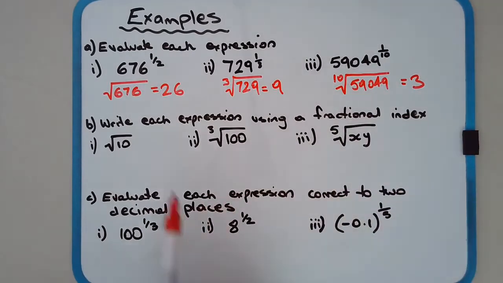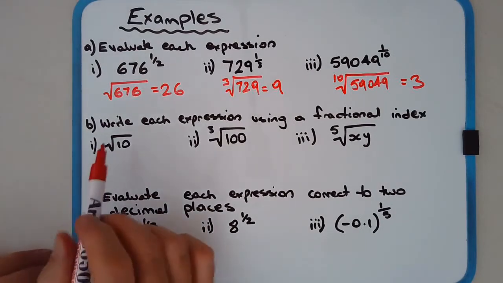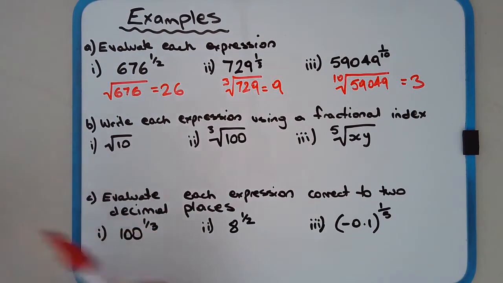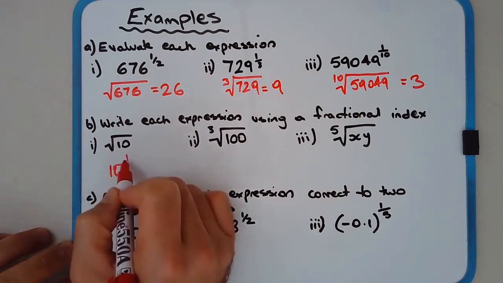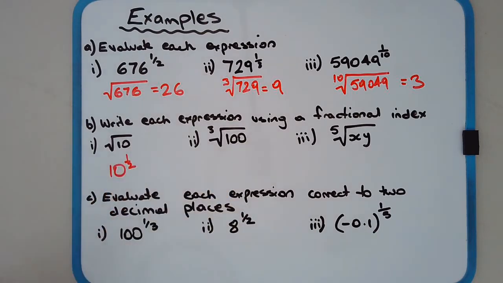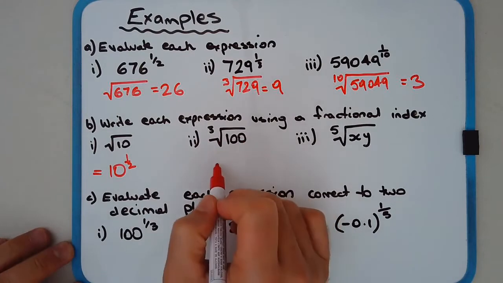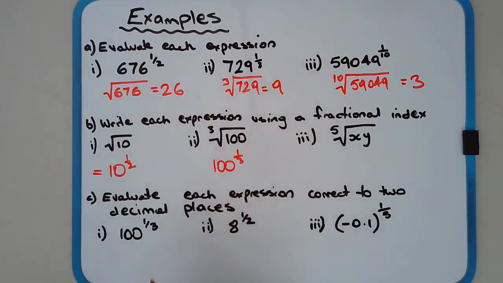So far so good. Part B, write each expression using a fractional index. So kind of going back the other way now, going from surd form back to index form. Okay, square root. What index represents a square root? Okay, if you said half, well done. So we could write that as 10 to the power of half. What about part 2? Cube root of 100. Okay, we could write that as 100 to the power of 1 on 3.